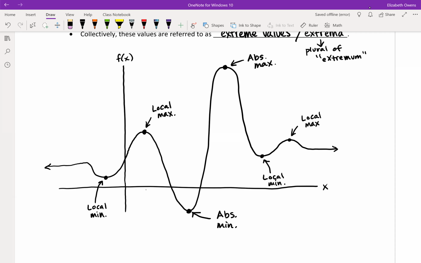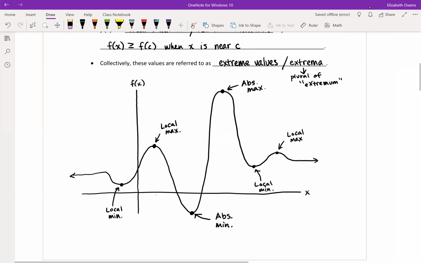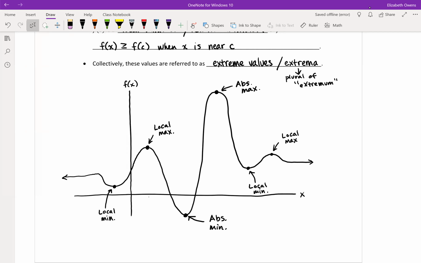We've got our main points labeled here. Okay, so there's our extreme values. I'll stop the recording here and then we'll pick up in the next one.